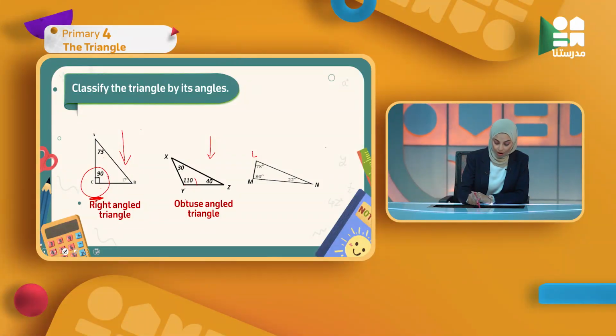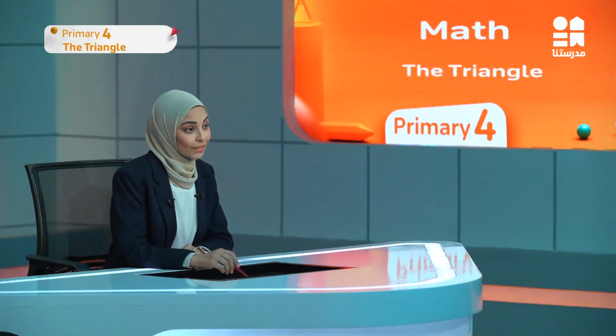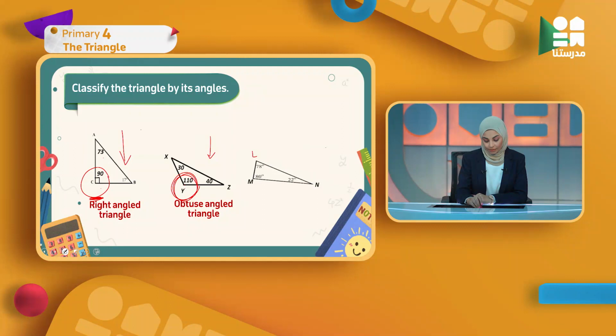Okay, what about measure Y? Yes, measure Y is greater than 90. It is 110, which is greater than 90. What do I mean by greater than 90? As we said before, any angle greater than 90 is called an obtuse angle. So when I see one obtuse angle and two acute angles in one triangle, this triangle is called an obtuse angled triangle.